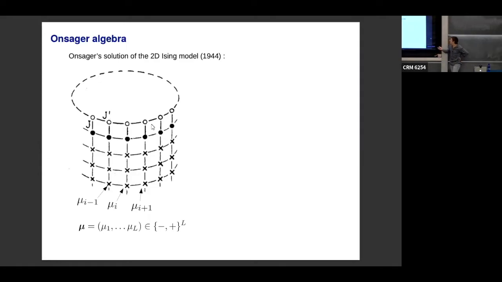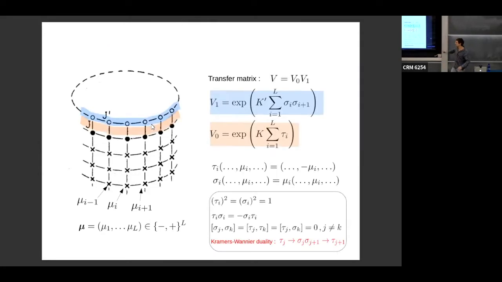The transfer matrix, and this is all Onsager's work, you can write as the product of two terms, here highlighted in blue and orange respectively. These two terms, V1 and V0, encode the couplings on the horizontal rows and vertical rows respectively. And it's actually convenient to write these transfer matrices in terms of some local matrices which act on these vectors here. These matrices, we call them taus and sigmas, acting on each site. And they act quite simply. You see that tau on site j just flips the local spin, while sigma measures its value.